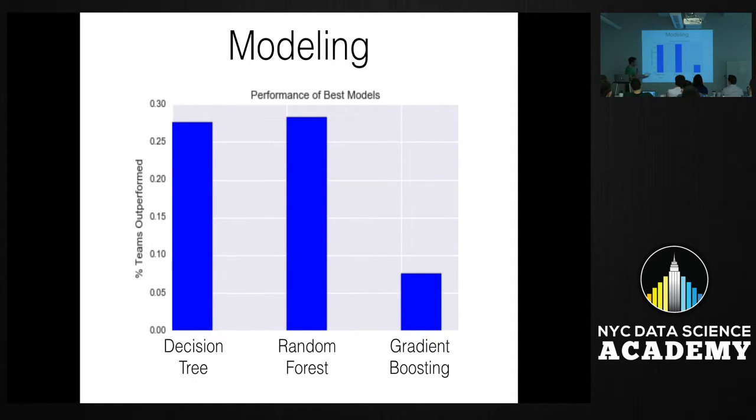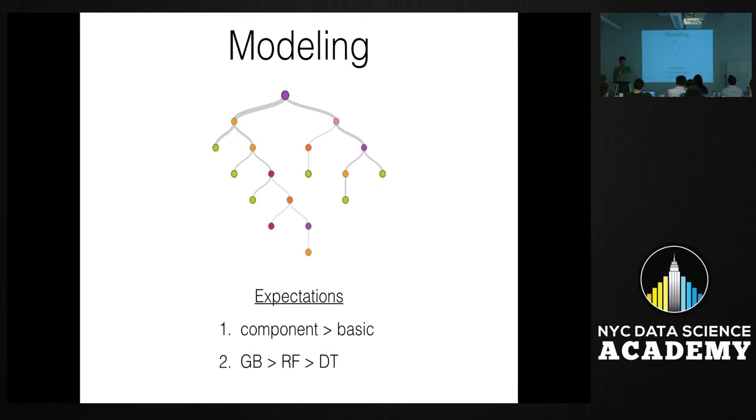This is the best performance for each of the paradigms that we had in trying to deal with this problem. So the decision tree and random forest performed about the same, not terribly, considering we didn't do any ensembling or stacking. The gradient boosting method was significantly worse. The best gradient boosting model was worse than the worst of either of the other two for us, based on our attempts. So again, looking at our expectations, we thought the component data frame would perform better. That was not consistently observed.